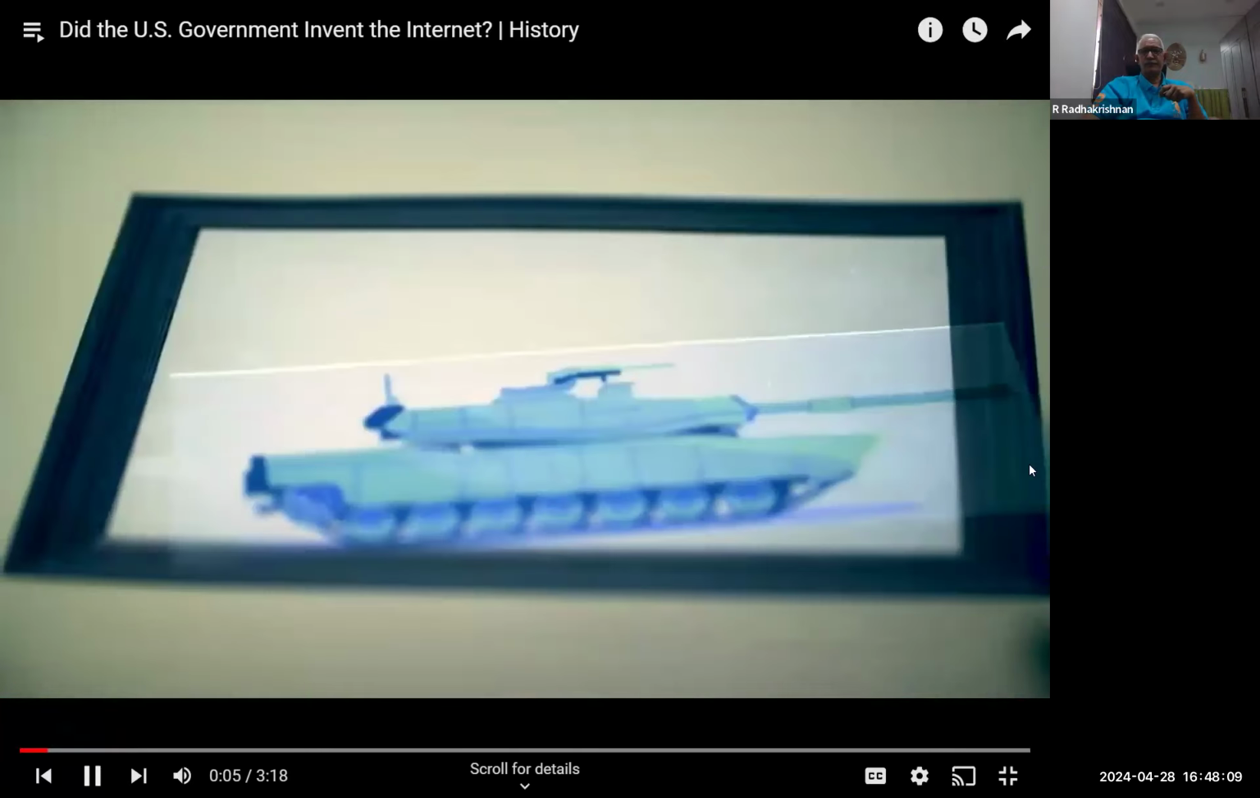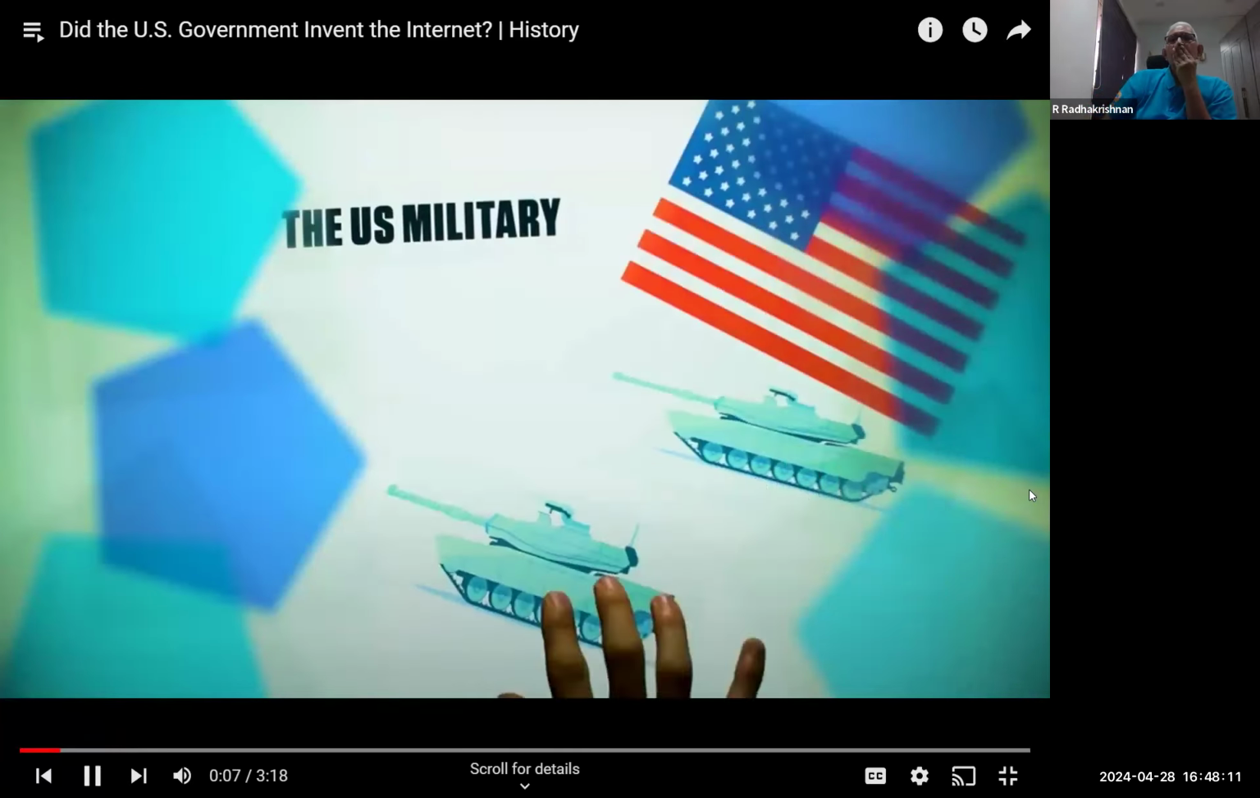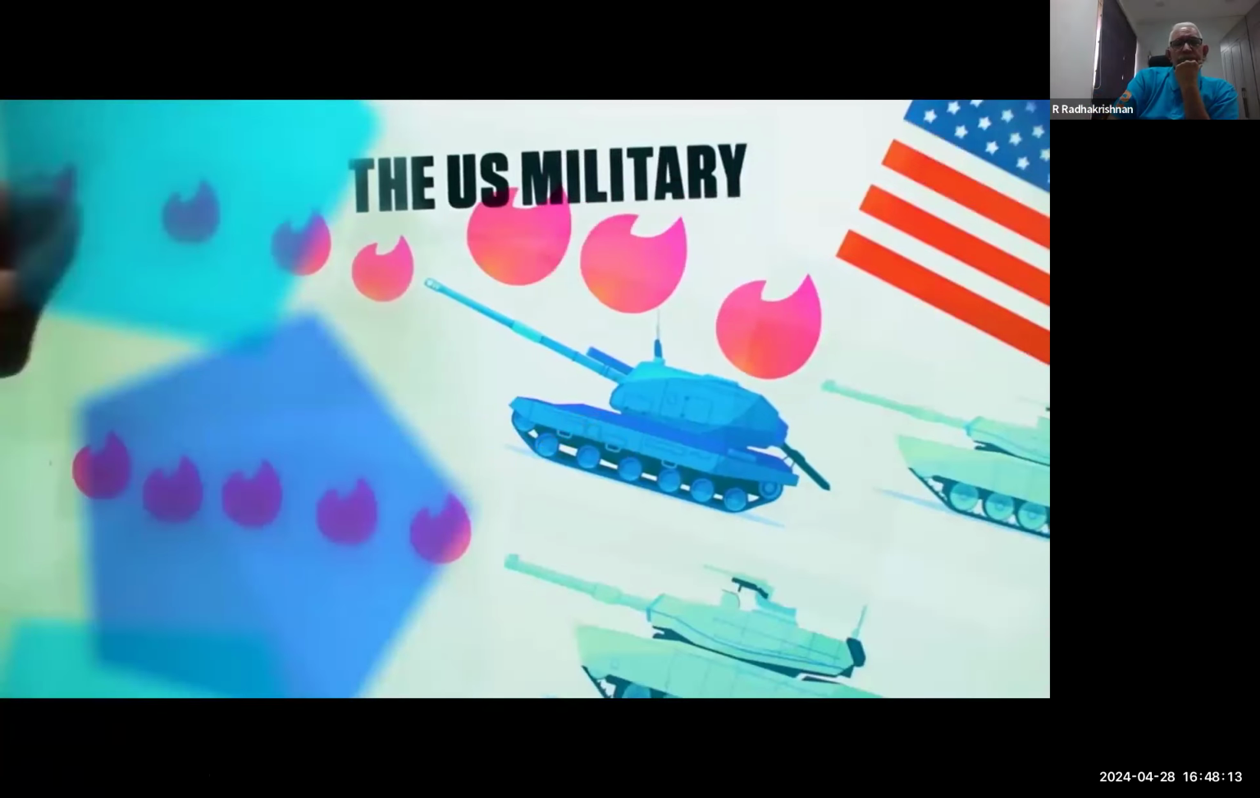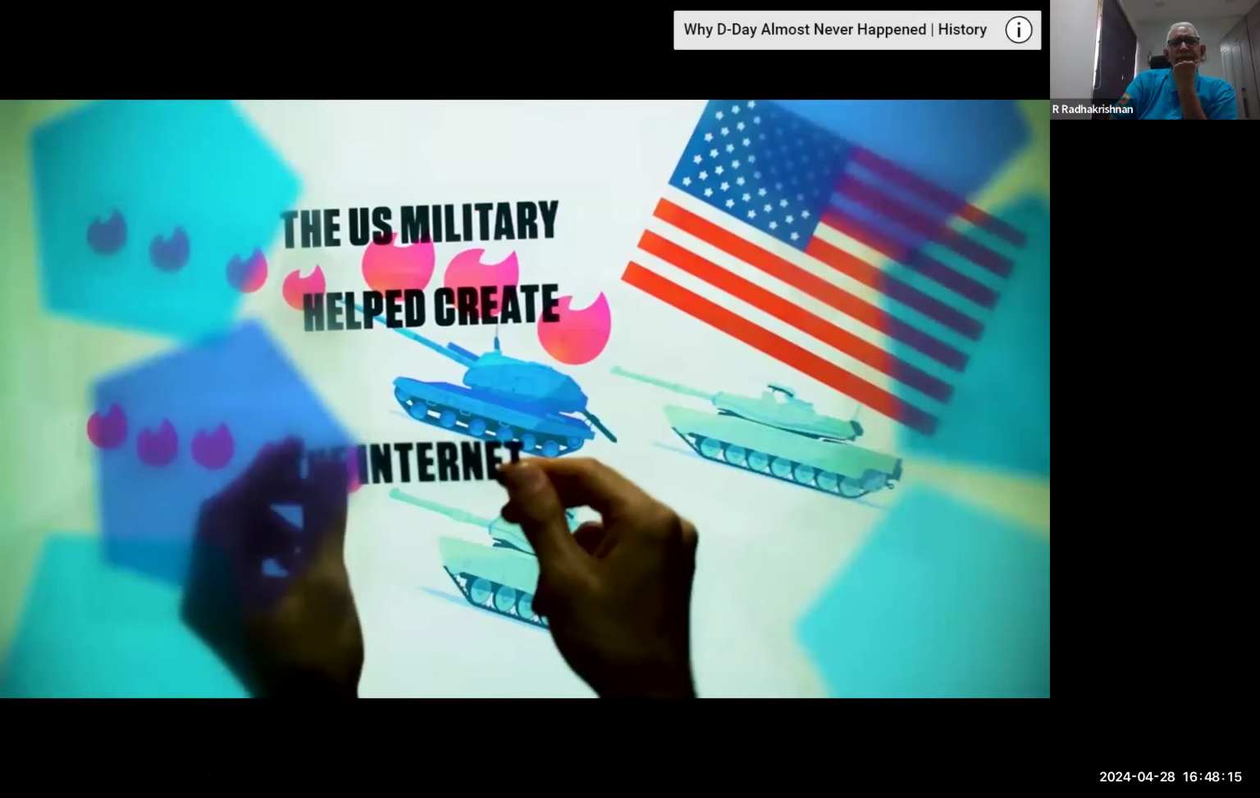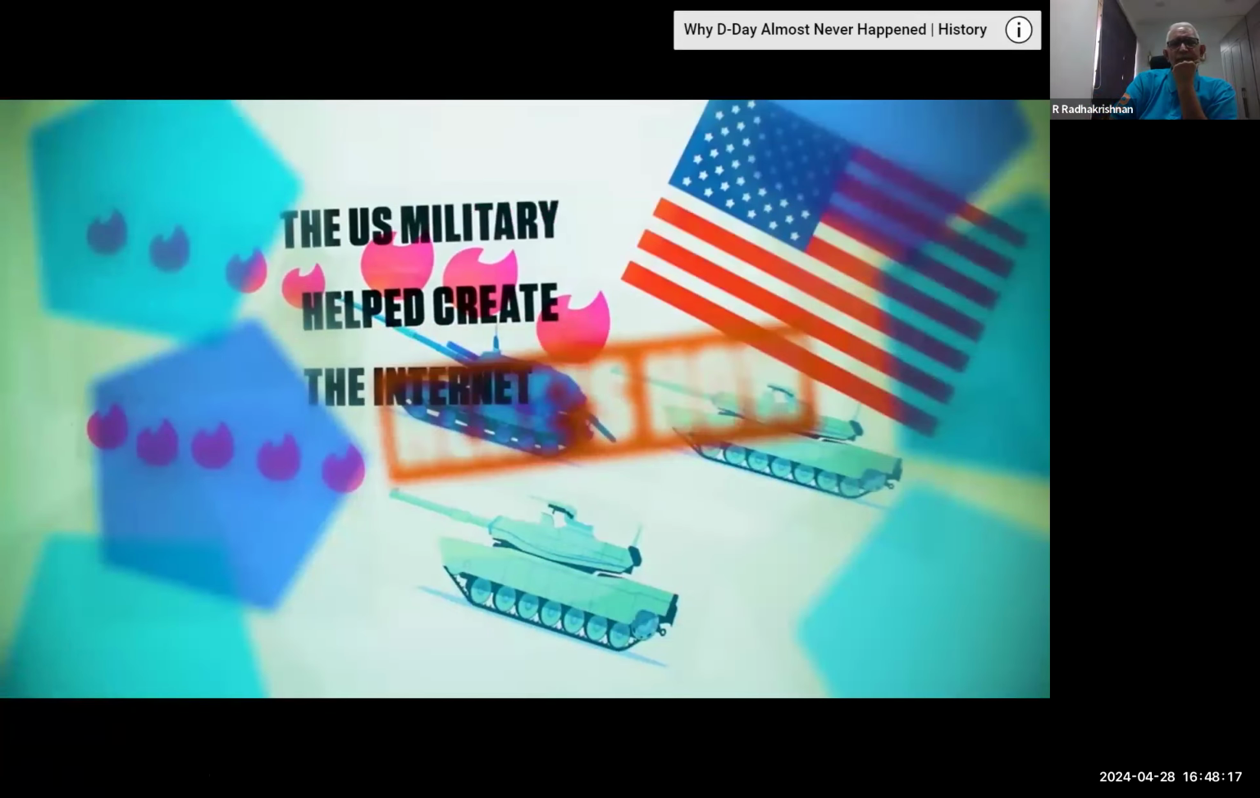Al Gore may not have invented the internet, but you can thank the United States military for it. That's right, you can thank the US government for Tinder. The US government helped create the internet. Here's how.